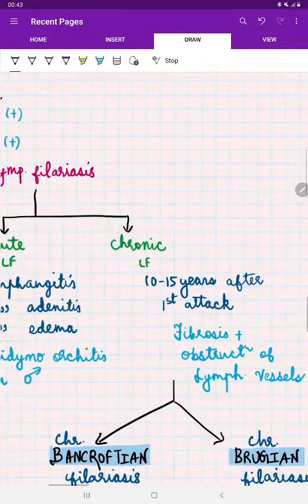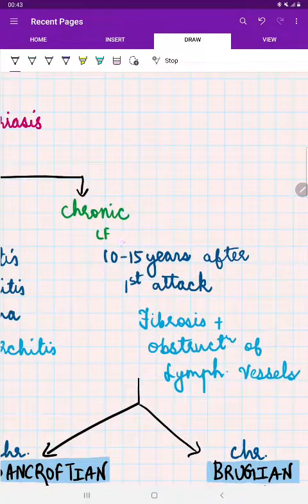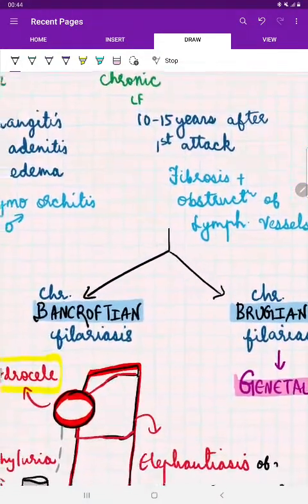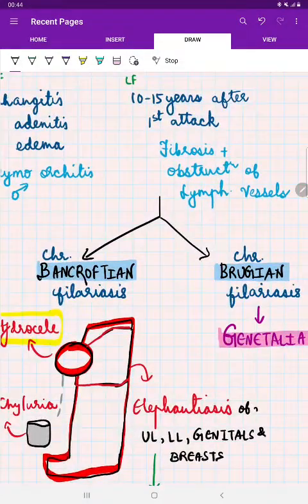This is acute. But in chronic lymphatic filariasis, it usually happens 10 to 15 years after the first attack. Why does it happen? Because of fibrosis and obstruction of the lymphatic vessels, a fibrotic obstruction of lymphatic vessels. Now, what are the two types? We said there is Wuchereria bancrofti causing lymphatic filariasis and Brugia malayi causing lymphatic filariasis.